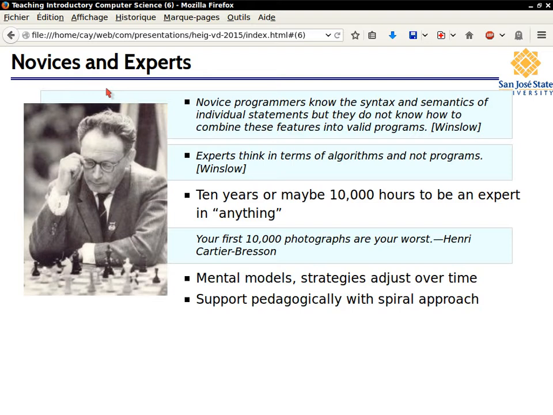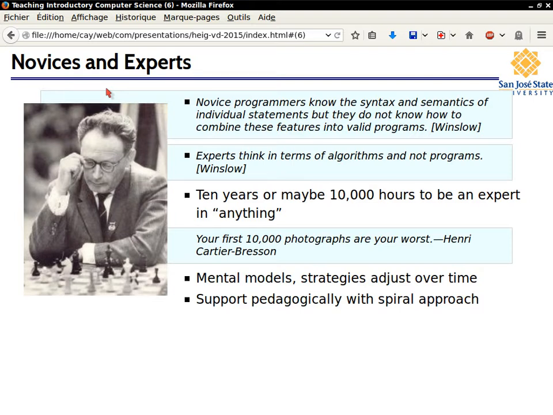And experts don't even think about a for loop. That's the minor strategy. We think in terms of algorithms and programs. And so, of course, we want our students to think about algorithms and programs, and we don't really care that they know the minor details of a for loop. But it takes time. There are some people who say that it maybe takes 10 years to become an expert in anything that's worth learning.